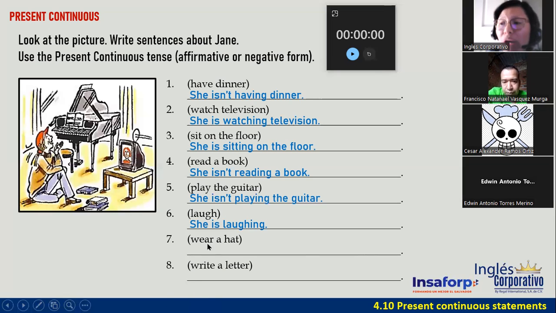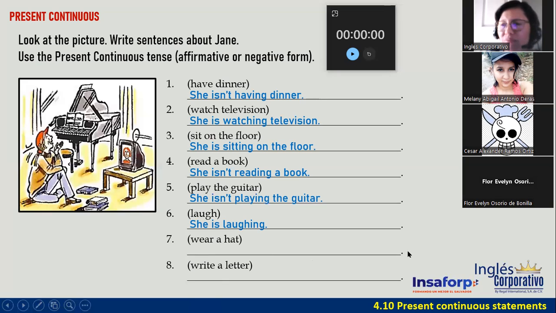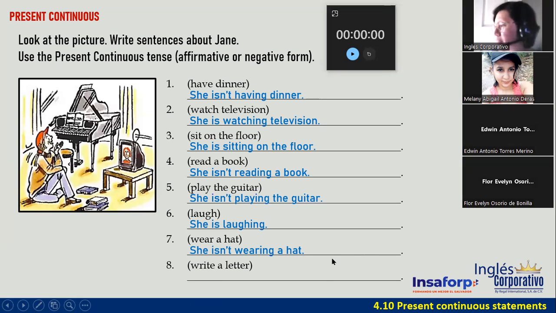Number 7, wear a hat. Is she wearing a hat? ¿Lleva ella un sombrero? Yes. Well, actually, she isn't wearing a hat. ¿Cómo se dice lo que ella lleva? Gorra, ¿cómo se dice gorra? Cap. Muy bien. Entonces, she isn't wearing a hat. She is wearing a cap. Okay. What about number 8?